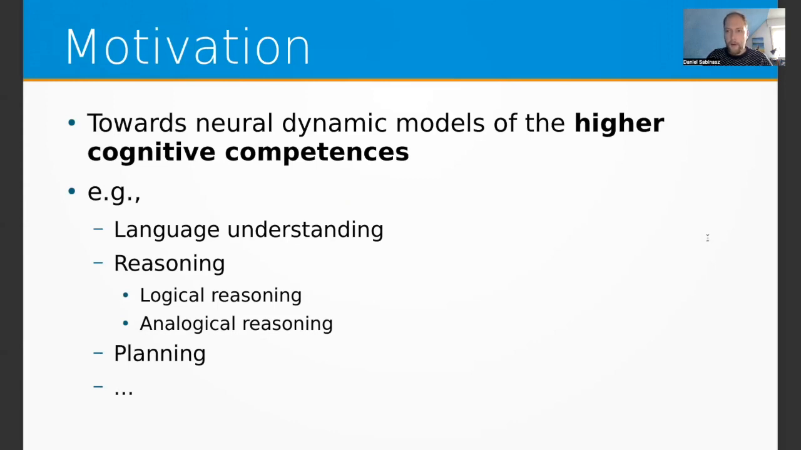So the long-term goal of the research program, which we subsume under this term grounded cognition, is the goal to build neural dynamic models of the higher cognitive competences. And what a higher cognitive competence is can best be understood by examples. So these are the kinds of competences that are usually associated with the uniquely human intellect. And they include things like language understanding.